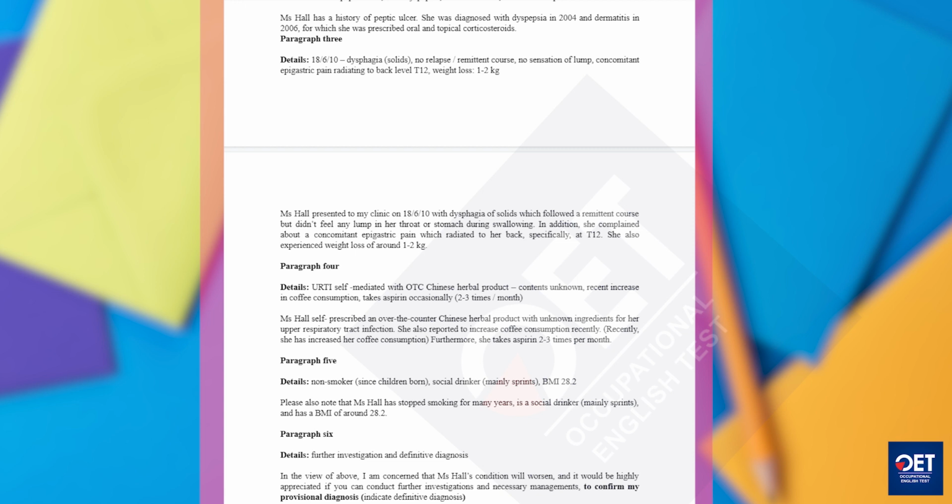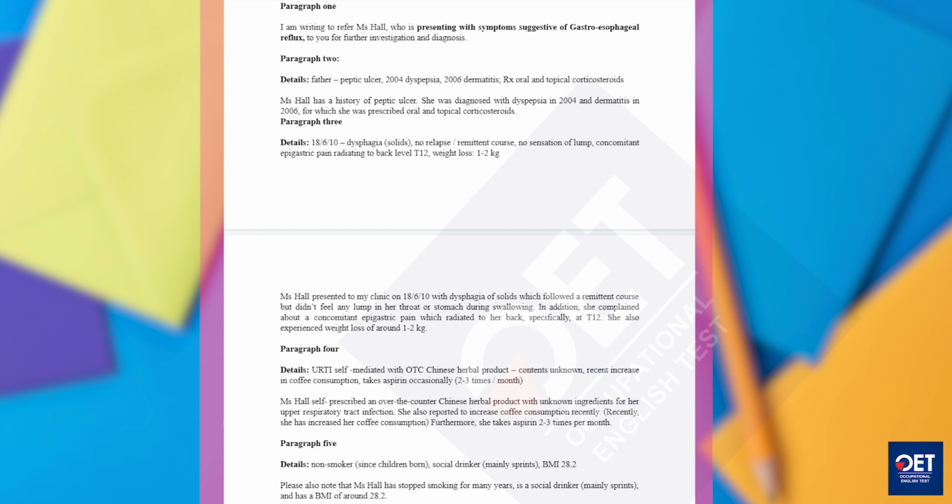Now, one of my students has written her letter and I have corrected it, but I want you to just have a look over that. So let's see. After going through the case note, let's plan our letter. First paragraph, the introduction, you can write: I am writing to refer Miss Hall, who is presenting with symptoms suggestive of gastroesophageal reflux. We'll use the word suggestive. Why? Because it is a provisional diagnosis by you. So to you for further investigation and diagnosis. So we have mentioned the name, the problem, and also the purpose.